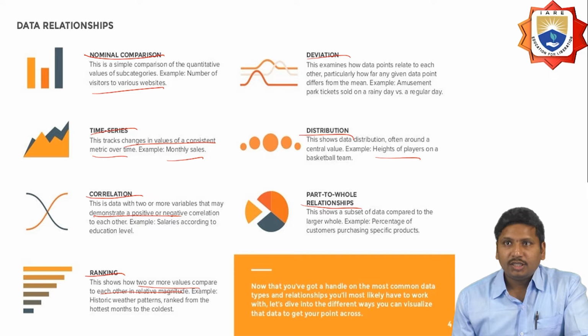And then deviation examines how the data points relate to one another, and particularly how far any given data point differs from the mean. And then distribution. So distribution shows the data distribution, often around a central value. And then part to whole relationships. This is able to show the subset of data compared to the larger whole, like this.